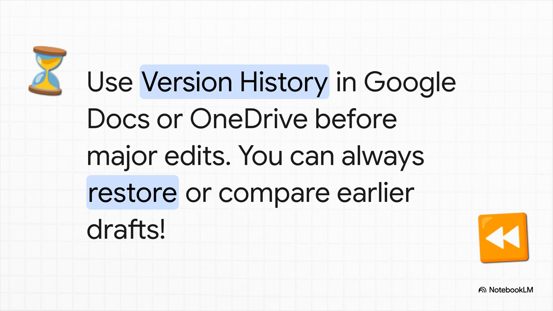It's a feature that is basically a time machine for your project. It's called version history, and both Google Docs and OneDrive have it. Here's the trick. Right before you're about to do a major rewrite, save the current state as a named version. That way, if an edit goes horribly wrong or you accidentally delete a genius paragraph, you can instantly jump back in time and restore it. It basically lets you edit without fear.